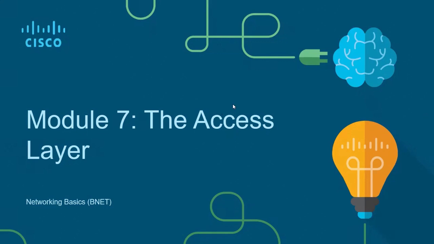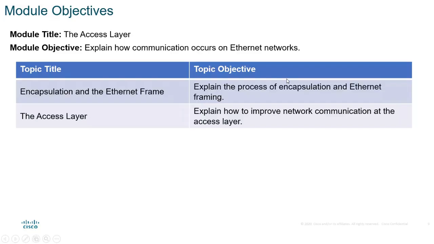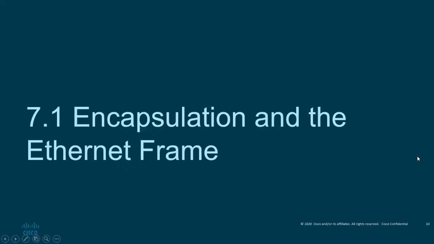The access layer. Now, we are going to be talking about the access layer, especially encapsulation and the Ethernet frame, explaining the process of encapsulation and Ethernet framing. Then we talk about the access layer, particularly explaining how to improve network communication at the network layer. Now, encapsulation and the Ethernet frame.